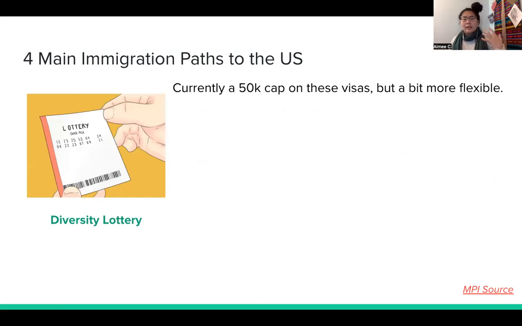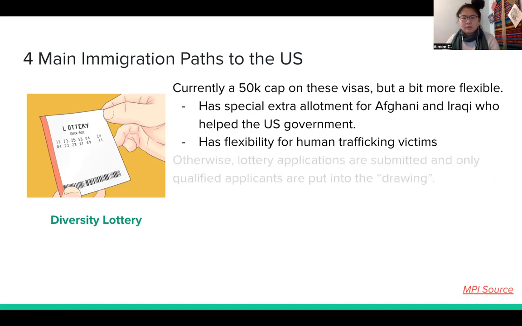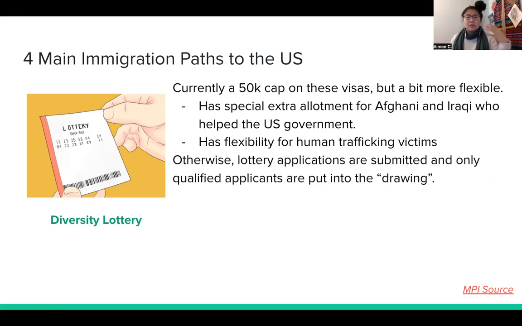Currently there's a 50,000 person cap on these visas, but this is a bit more flexible, I believe. For an example, we were able to have a special category for Afghani and Iraqi citizens recently who helped the US government in our time there. And then we also have some flexibility in there for human trafficking victims. Otherwise you have to apply for this lottery. Once your applications are submitted and subsequently approved, then you're put into the actual drawing. So not every application is qualified, if that makes sense.